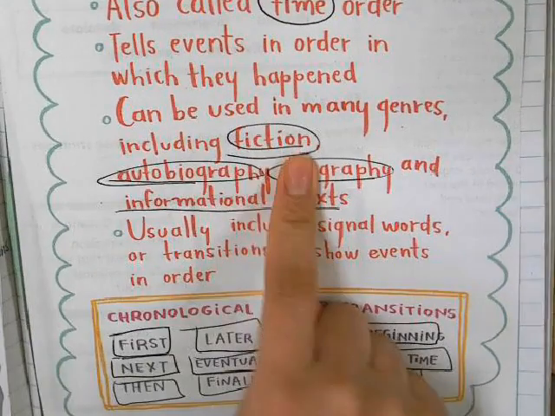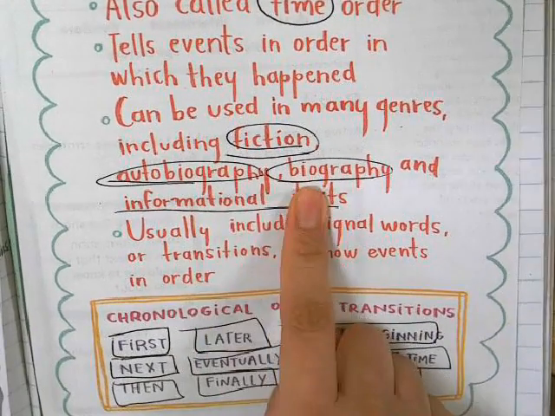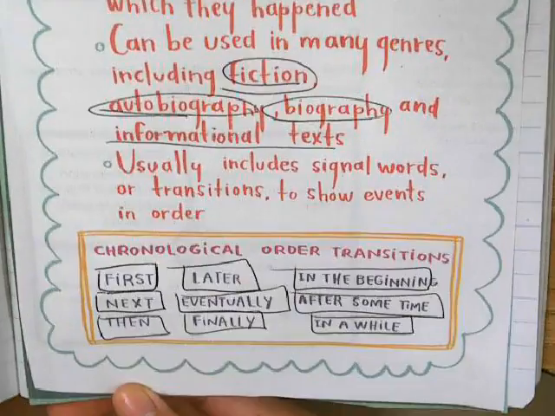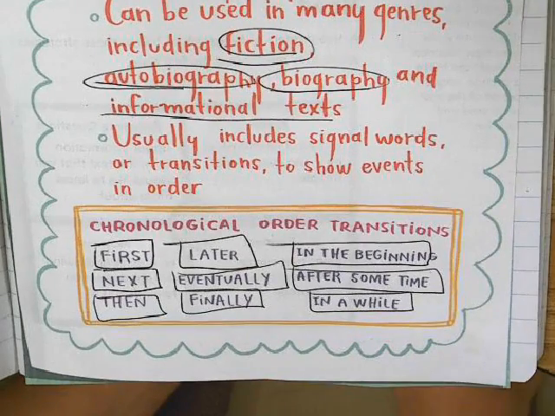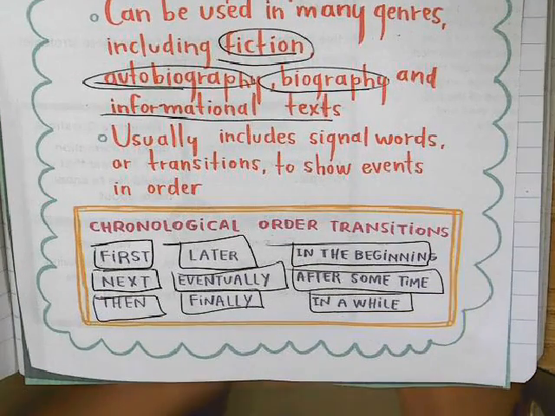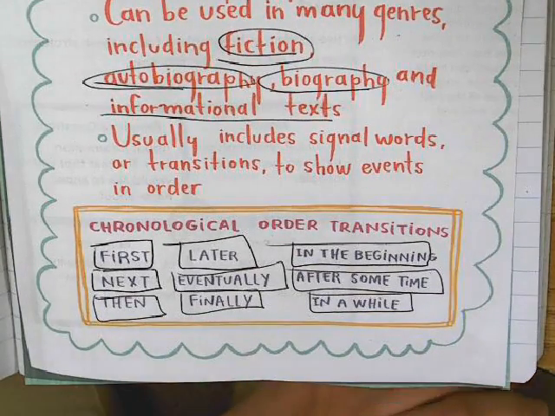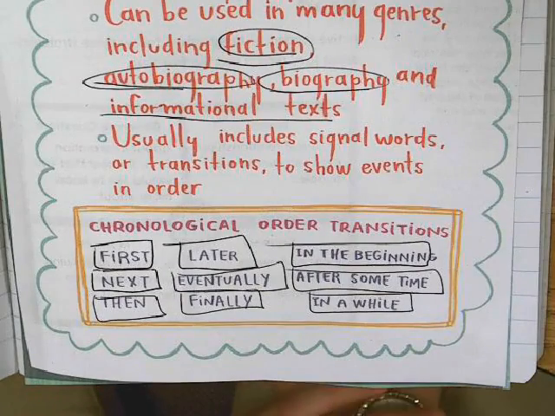So it can be used in fiction and autobiographies and biographies and informational texts. And some of the key words, some transitional words that are found in these texts are first, next, then, later, eventually, finally, in the beginning, after some time, and in a while. You'll be able to see that in your book this week.